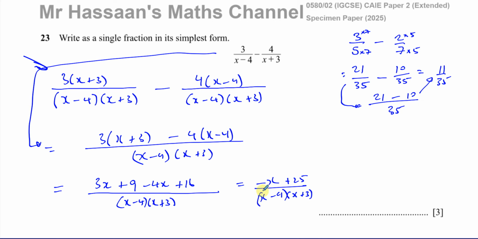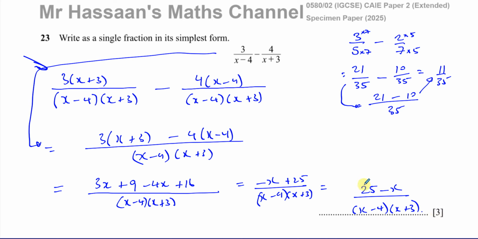Now, there's nothing that can cancel these two, so we can stop there. So if you want, we can make it look neat. Write it 25 minus x over x minus 4 times x plus 3. And there is our answer.